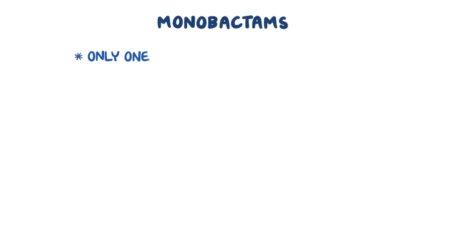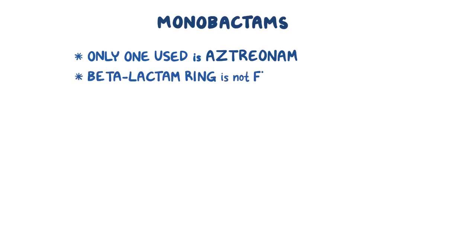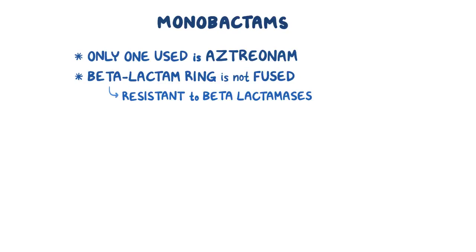The other beta-lactam medication we'll talk about are the monobactams. The only member of the family that's currently used is aztreonam. Unlike the other beta-lactams, their beta-lactam ring is not fused to any other ring, and it's sticking out on its own. This makes them resistant to beta-lactamases, as they can't fit properly inside them.